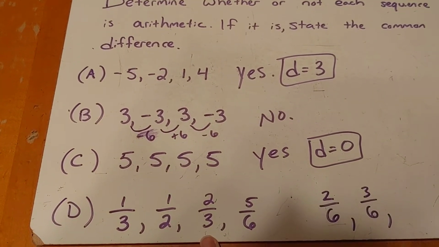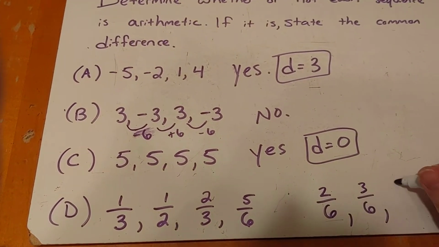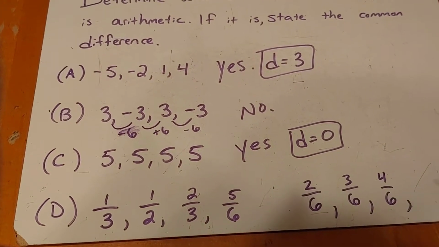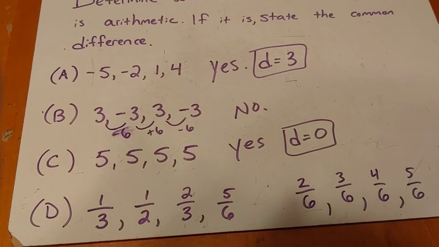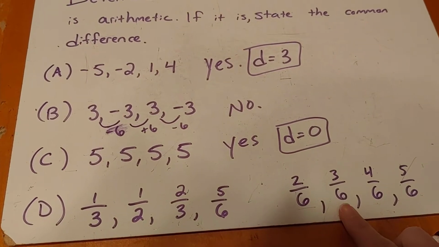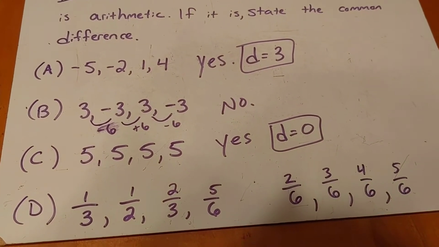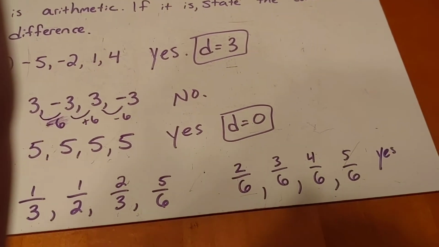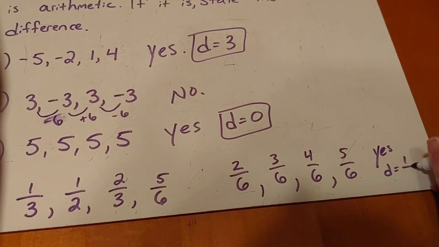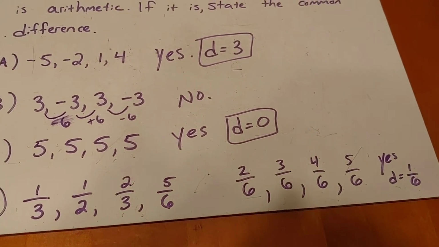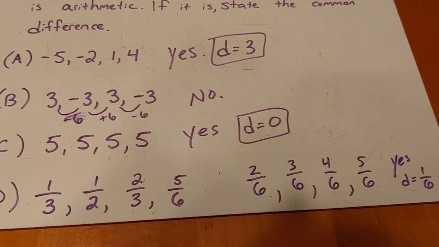If I want to change this to sixths, multiply top and bottom by 2. That'd be 4/6 and 5/6, and 5/6. It looks to me like I added 1/6, added 1/6, added 1/6. This is an arithmetic sequence, and the common difference is 1/6. All right, awesome. Let's keep going with our notes here.